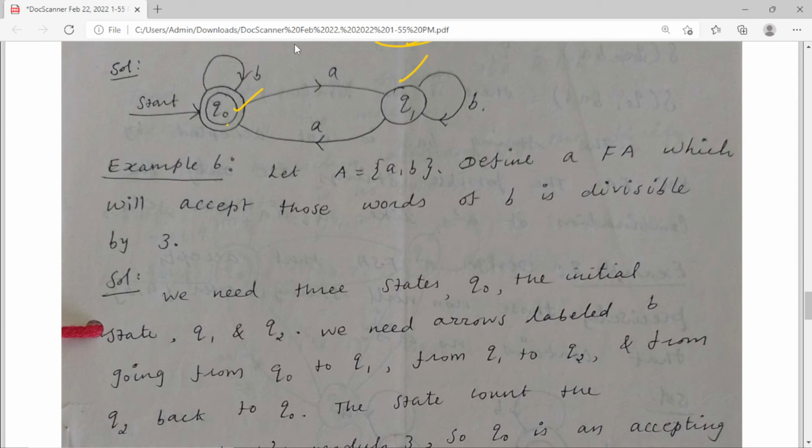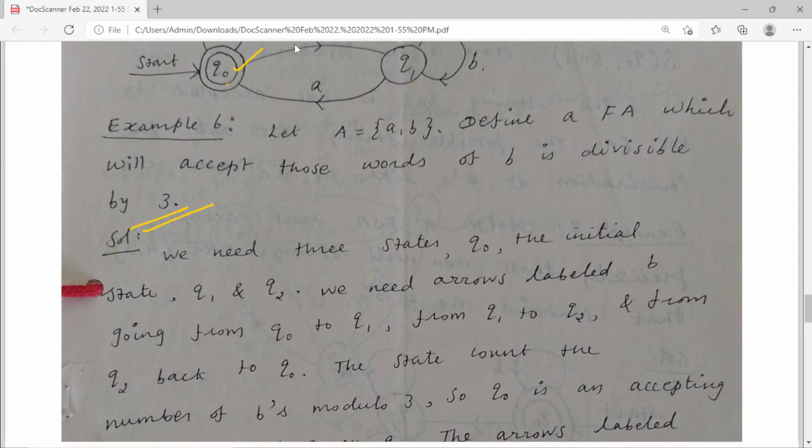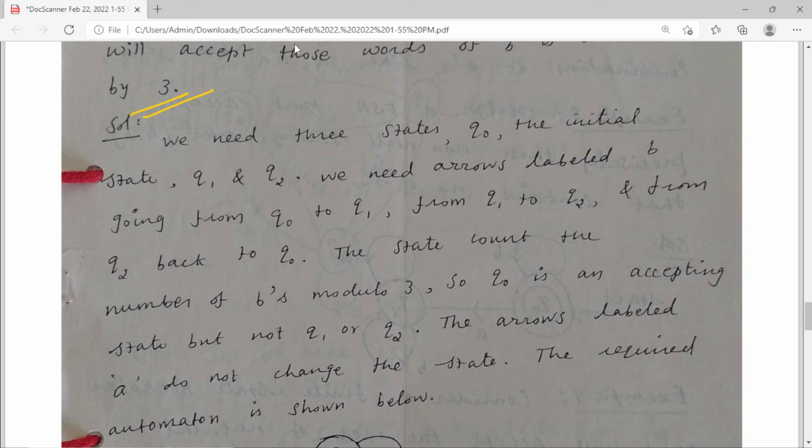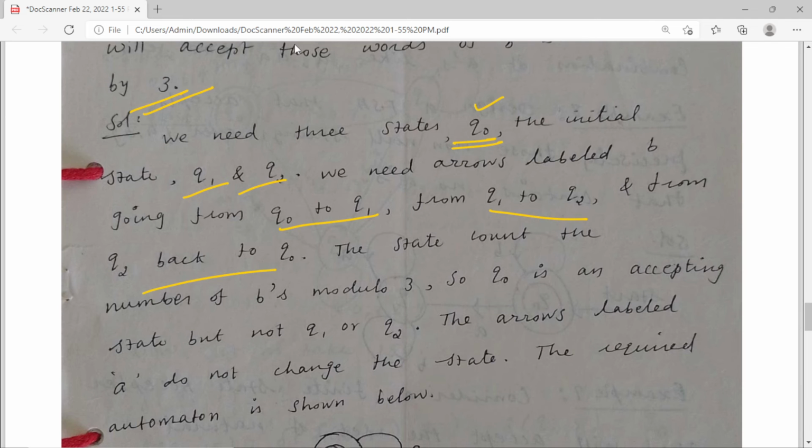Next. Let A be the set consisting of the symbols A, B. Define an FA which will accept those words of A which have a number of B's divisible by 3. Divisible by 3 means you have to take 3 states, so you can take Q0, Q1 and Q2. You have to take Q0 as the initial state. Next we find which one to take as the final state. We need arrows labeled B going from Q0 to Q1, Q1 to Q2 and Q2 to Q0.